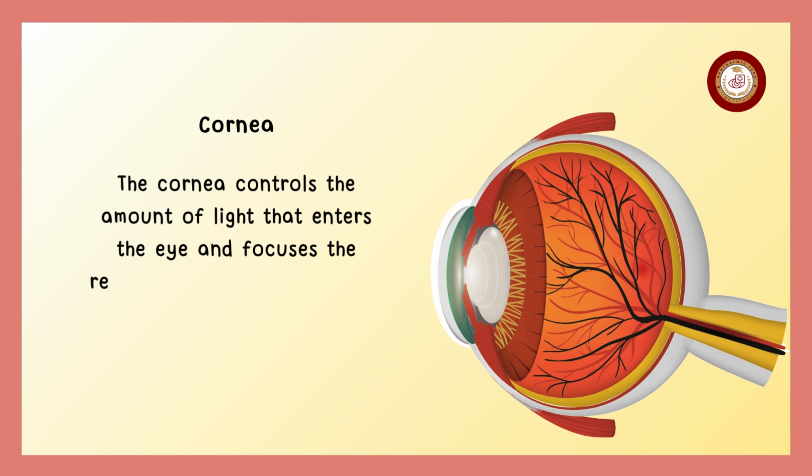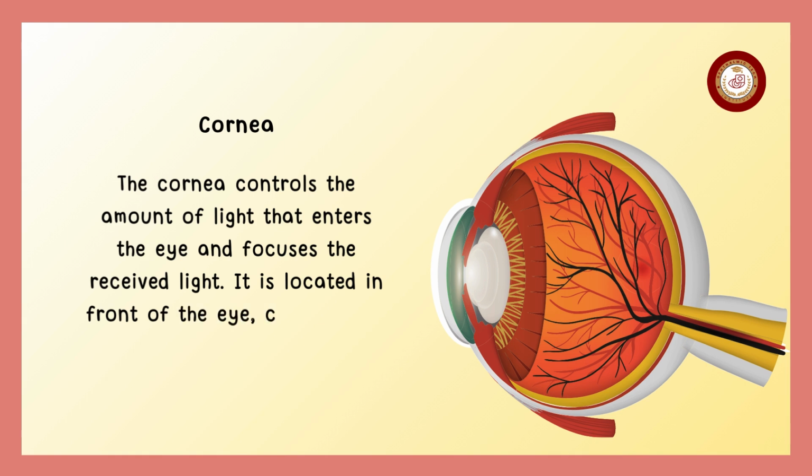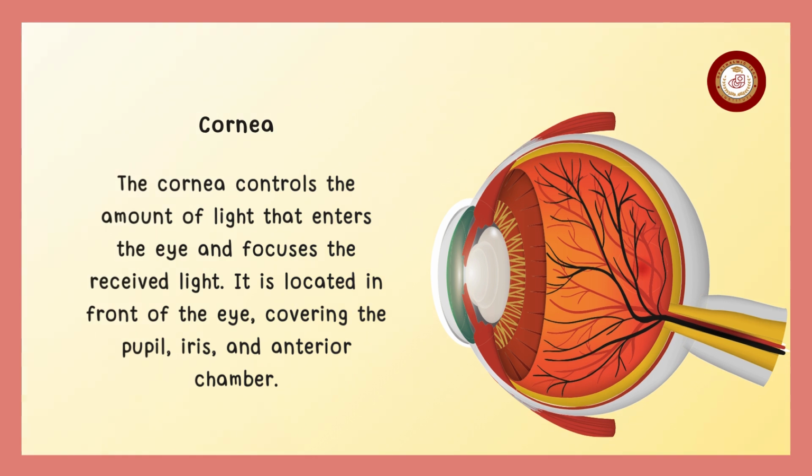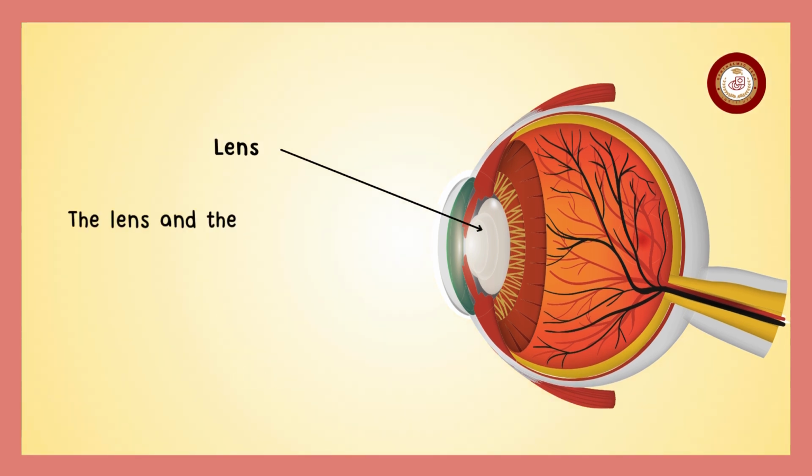The cornea controls the amount of light that enters the eye and focuses the received light. It is located in front of the eye, covering the pupil, iris, and anterior chamber. The cornea is that clear window. If someone turns their head sideways and you're looking at their profile and you get really close, you can see that clear window that kind of curves and bows out. That was your cornea.